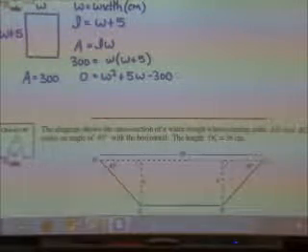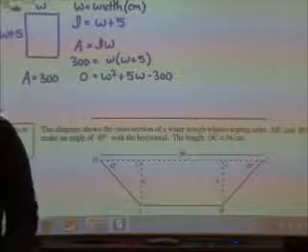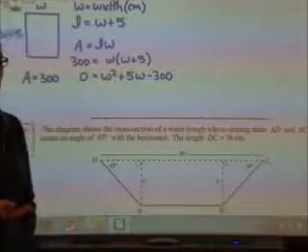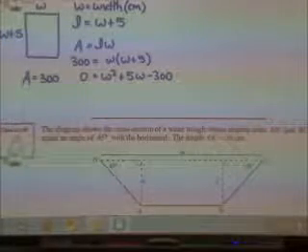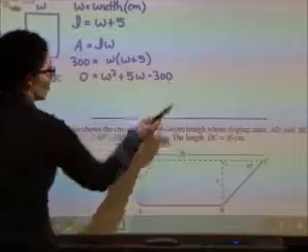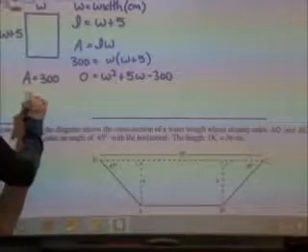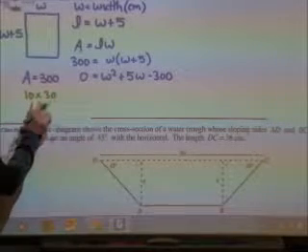Now I'm going to try to factor this. I need two numbers that when I multiply them together, I get a negative 300. And when I add them together, I get a 5. So take a moment if you want and try to see if you can determine this on your own. Things that I do know, well, I know that 10 times 30 is 300. So now I can start to whittle it down.